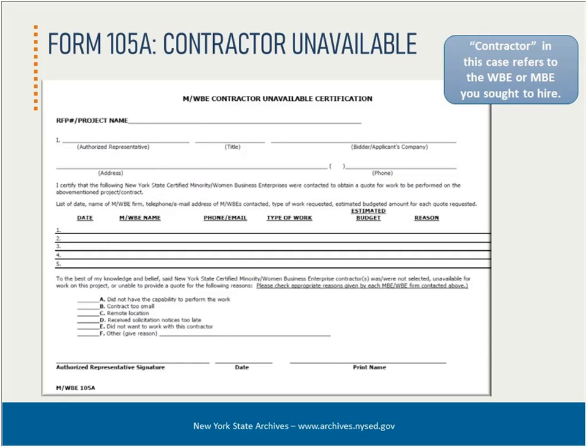The middle part of the form has you list the vendors, along with contact information, estimated budget to go to them, type of work they do, and the reason for contacting them. That is, what part of your project they would be taking on. Below this section are a number of checkboxes indicating the reasons the listed vendors were not selected, unavailable for work on the project, or unable to provide a quote. Check appropriate reasons given by each vendor contacted, meaning you could have more than one reason checked off.